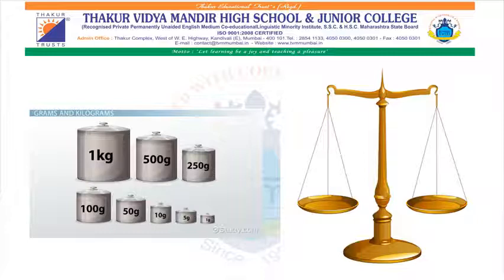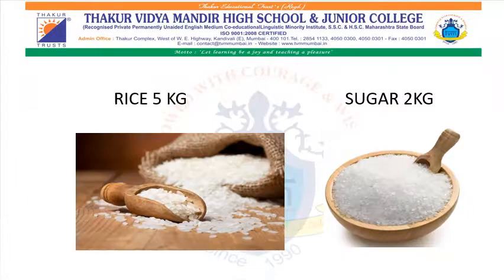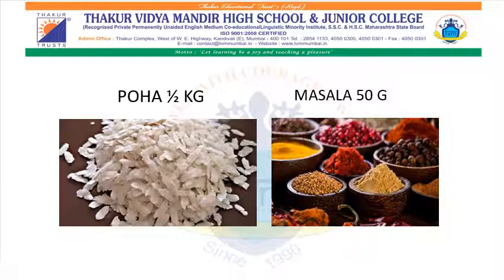So, suppose your mother told you to bring 5 kg of rice, 2 kg of sugar, half kg of pawa and 500 gram of masala. How will you bring all those things? Will you bring it in kilometers? No. Or in meters? No. For that you need to use weight. That is 5 kg, 1 kg, 500 grams, 200 grams, 50 grams. This type of weights you have to use.